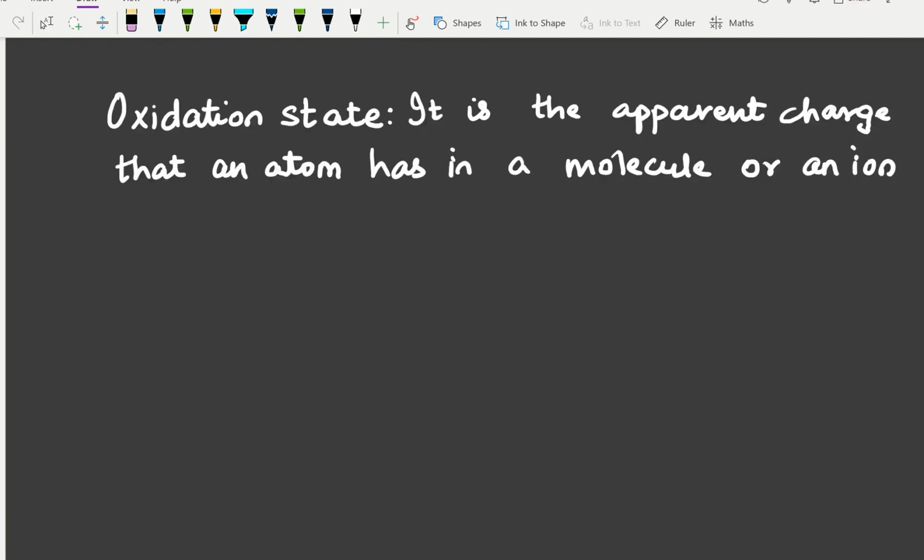Here I have written down the definition of the oxidation state. And what does it tell you? It is the apparent charge that an atom has in a molecule or ion. So why have I written here specifically molecule or an ion? Let me explain, because when you have to find the oxidation states, you don't have to only find the oxidation states of ionic compounds. It is also quite possible that you will be asked to find the oxidation state of methane. Now you will be surprised. How, when there are no charges?